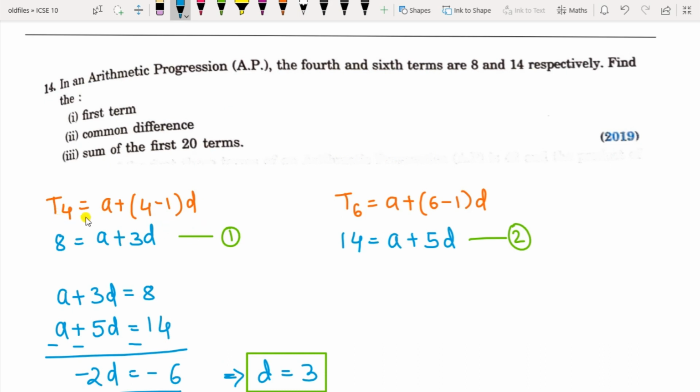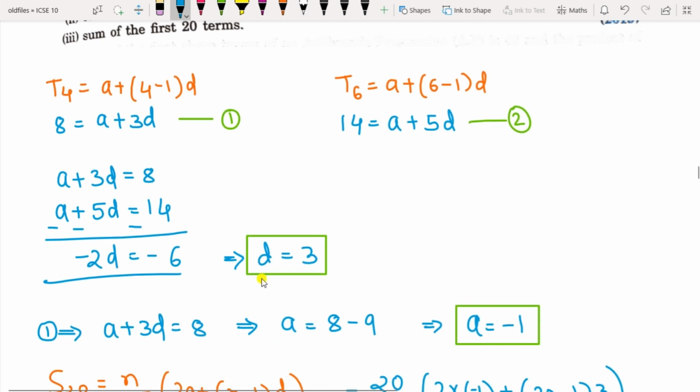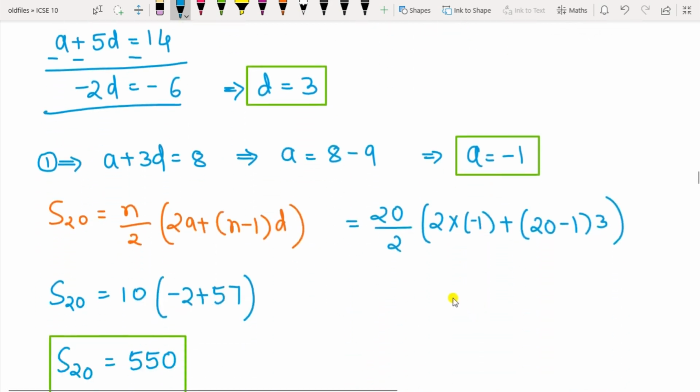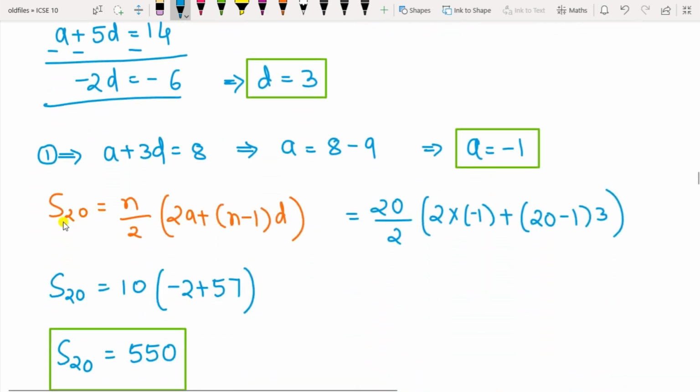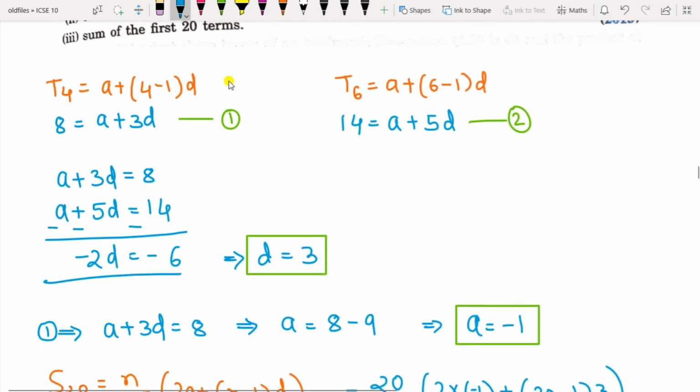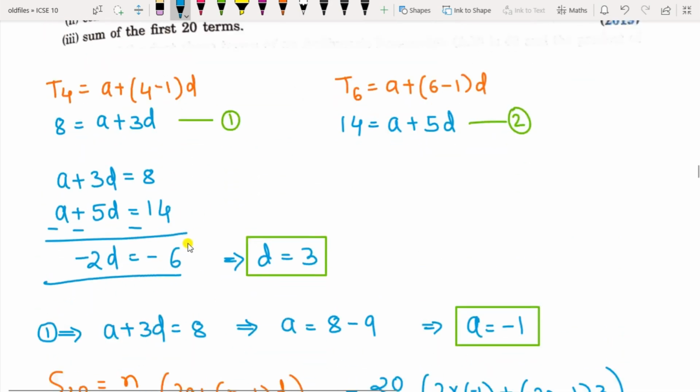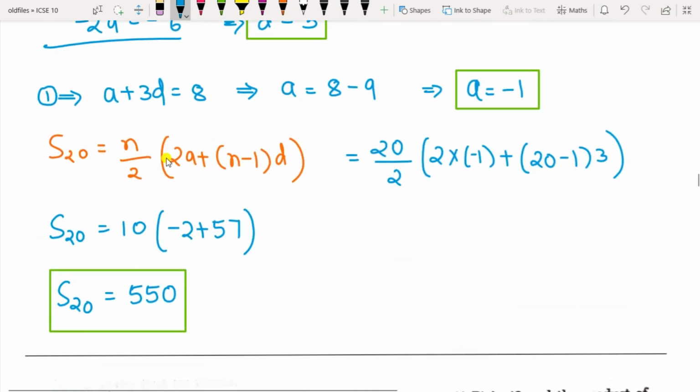So here T4 has been given as 8 and T6 has been given as 14. So these are the two equations. Solve these two equations, you get the value of d, and then substituting the value of d in any one of these equations, you can get the value of a. Then apply the formula for S20, as n is 20 here, the first 20 terms. And therefore you get the sum total of the first 20 terms as 550.